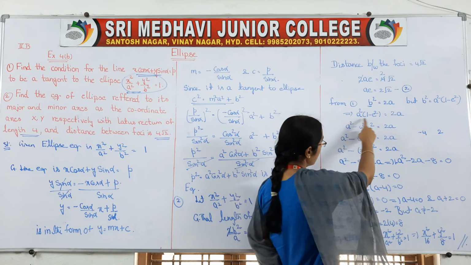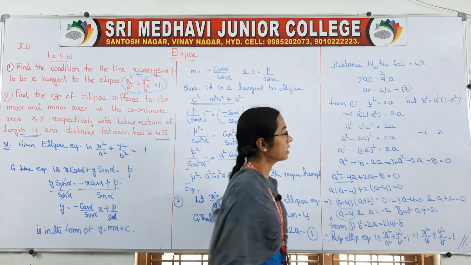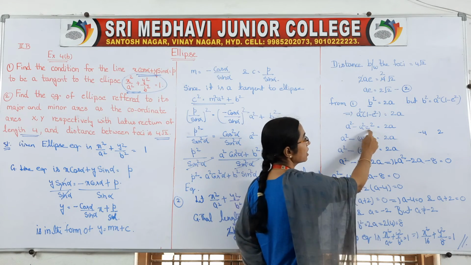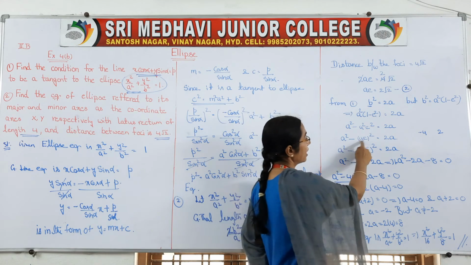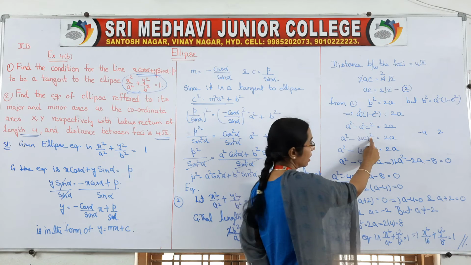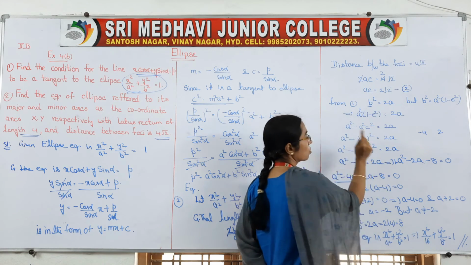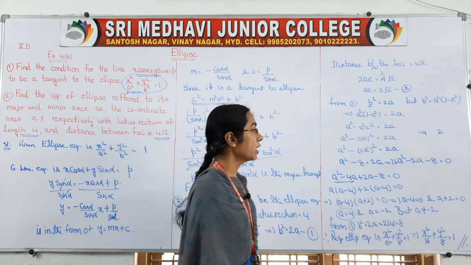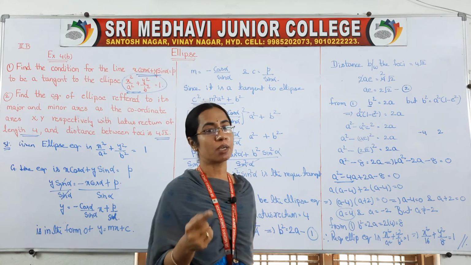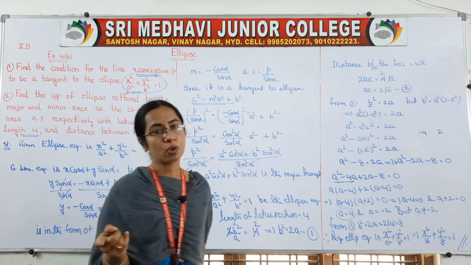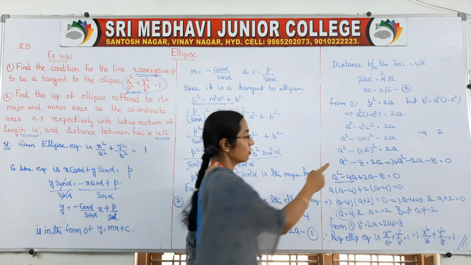Open the brackets, you will get a square into 1 minus a square e square. Both of these terms have the same power, so we can write them combined as ae whole square. From the second equation, ae is equal to 2 root 2. So, 2 root 2 whole square means multiplying the same value two times, 2 root 2 into 2 root 2. 2 twos are 4, root 2 into root 2 is 2. So, 4 twos are 8, we got it.